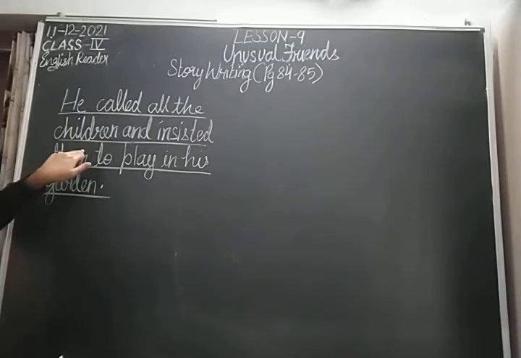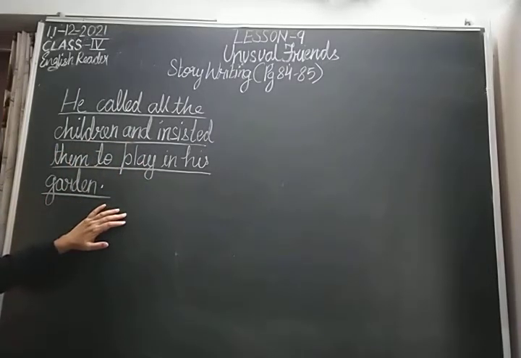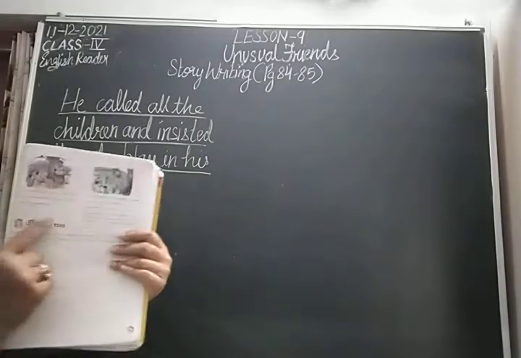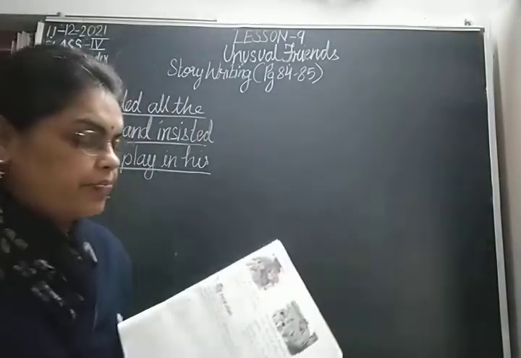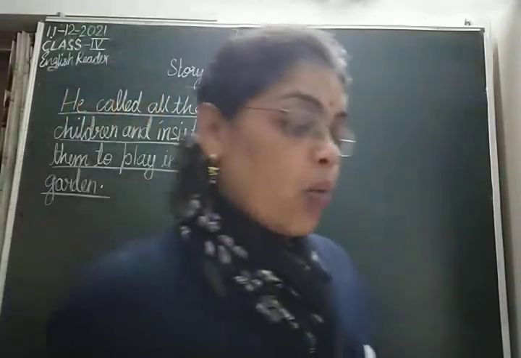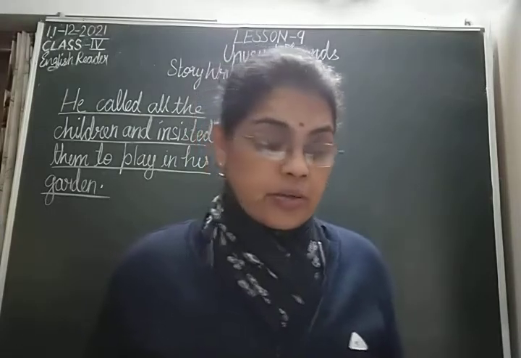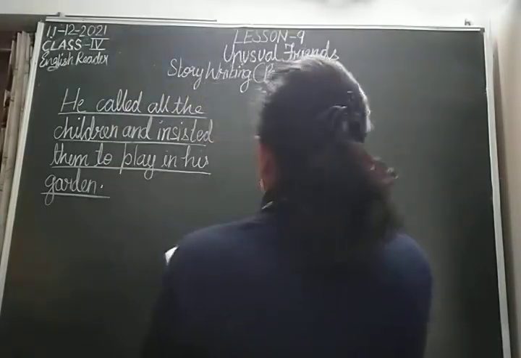He called all the children and insisted them to play in his garden. Fine. ये आप कहाँ लिखोगे? यहाँ पे 5th picture के नीचे. Now let's look at the last picture, the 6th picture. Now what happened? When the giant called the children, बच्चे देखो फिर से उसके गार्डन में खेलने लग गए.